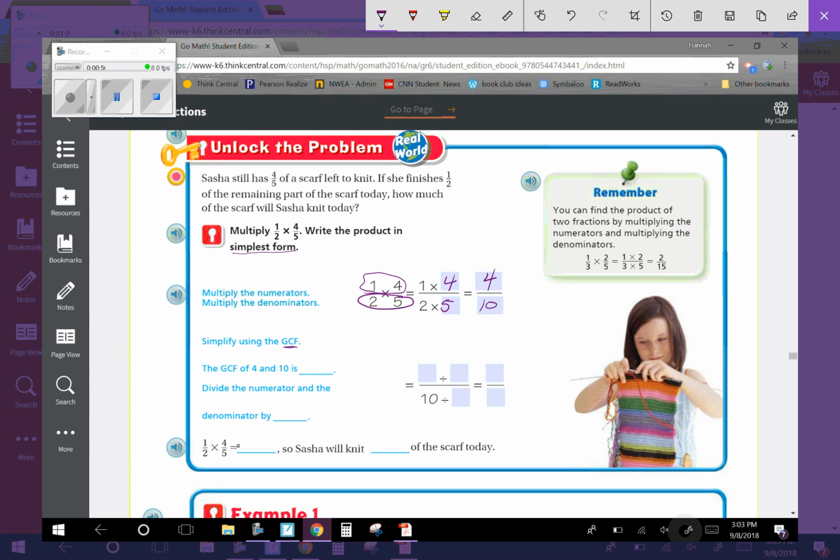So now I'm going to simplify using the greatest common factor. The greatest common factor of 4 and 10 is 2, which means that I'm going to take the numerator and the denominator and divide them both by 2, since that's my greatest common factor. So 4 divided by 2 is 2. 10 divided by 2 is 5. So 1/2 times 4/5 is going to equal 2/5. So Sasha will knit 2/5 of the scarf today. Remember, you can find the product of two fractions by multiplying the numerators and multiplying the denominators. So again, you just multiply across.